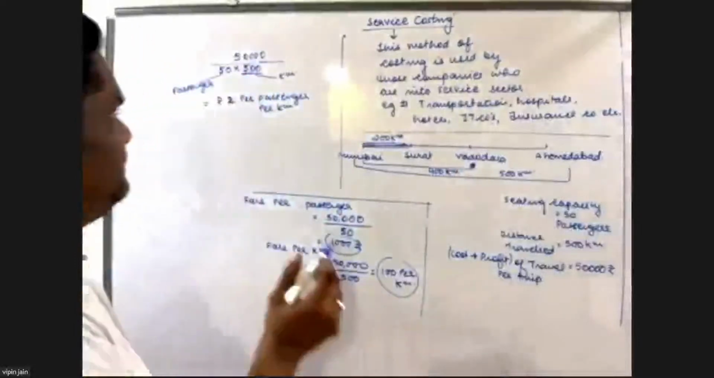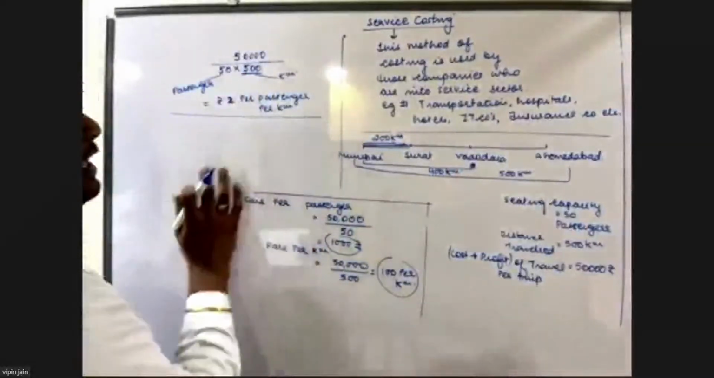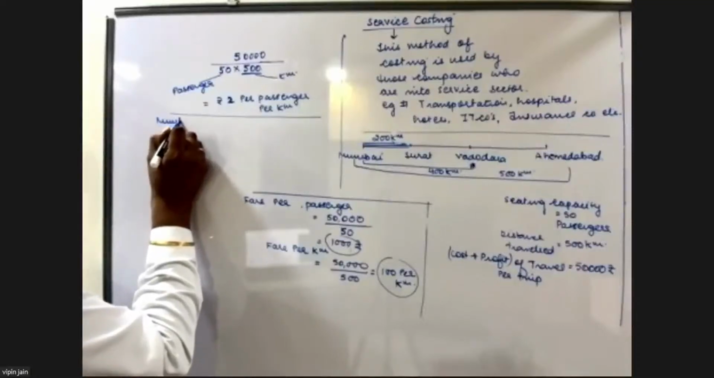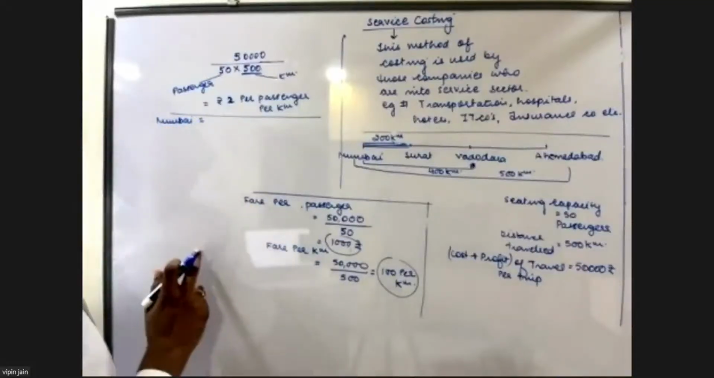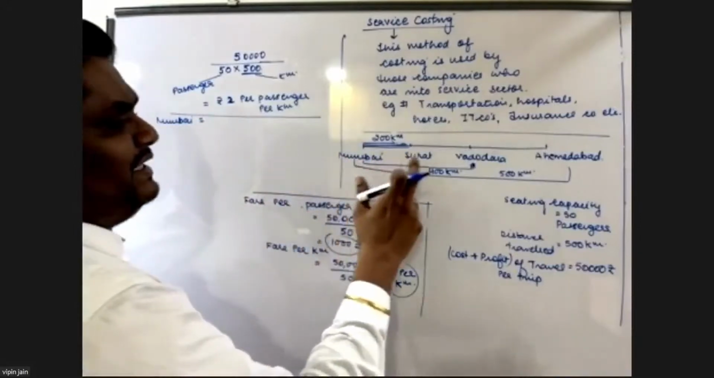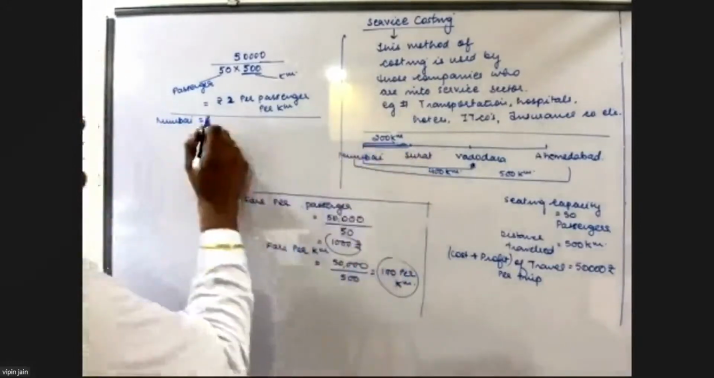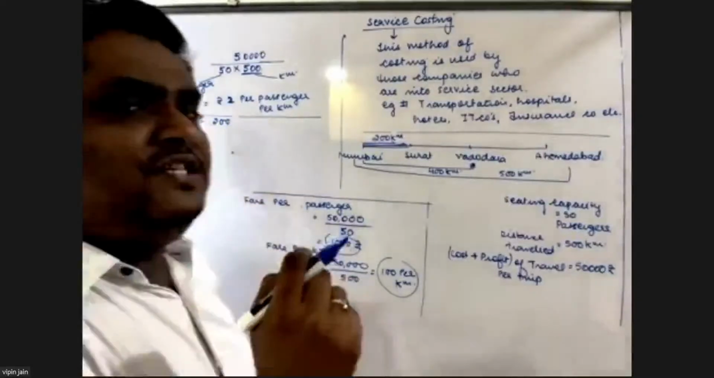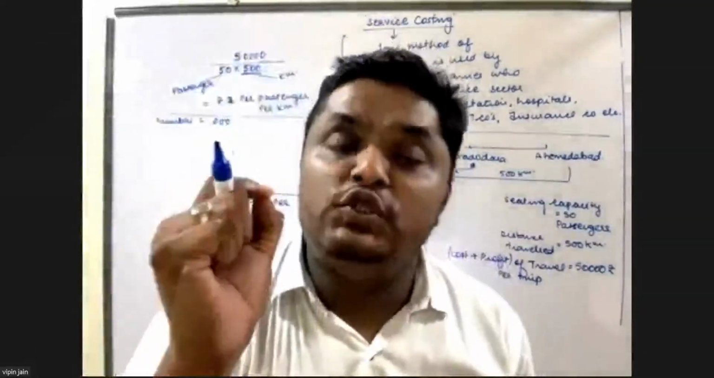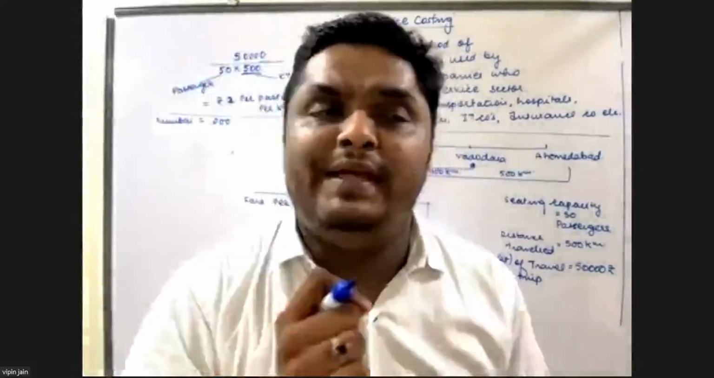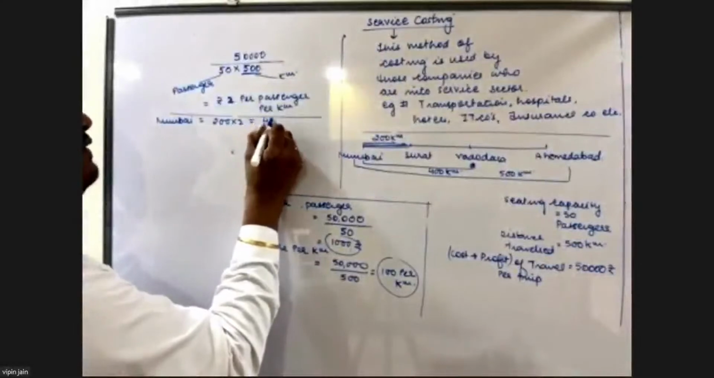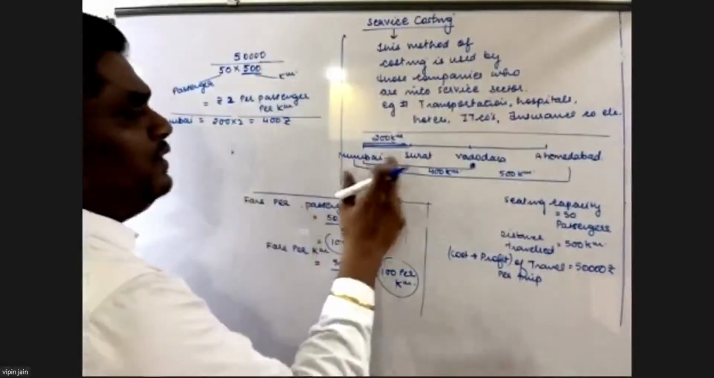So herein, if a person is traveling from Mumbai to Surat, how much fare will I be quoting him? The distance traveled from Mumbai to Surat is 200 kilometers. And I'm expecting a revenue of rupees 2 per passenger per kilometer. So very simple, 200 into 2, that is 400 will be the fare for Mumbai to Surat.